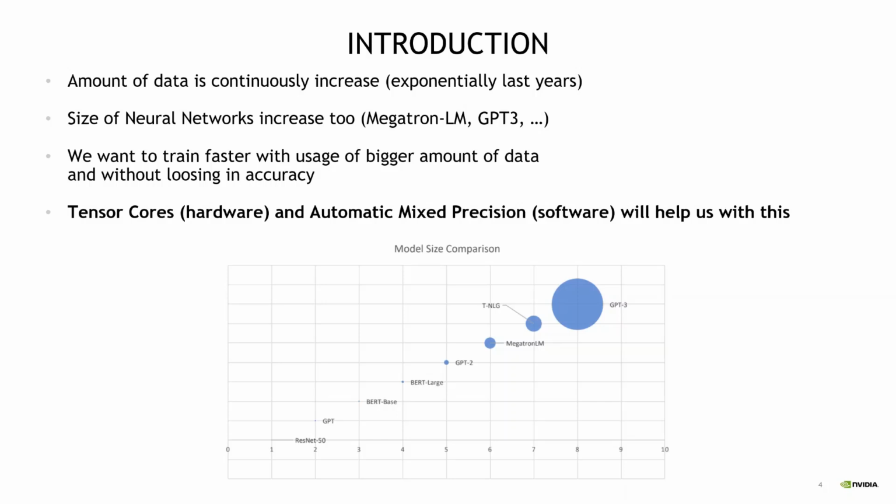Why are automatic mixed precision and TensorCores so important? All of us know that the amount of data has continuously increased exponentially in recent years, and the size of neural networks increased too. We all heard about Megatron LM and GPT-3. So we want to train faster with a bigger amount of data and without losing accuracy. And the combination of these two parts, the hardware part, TensorCores, and the software part, the automatic mixed precision algorithms, helps us with this.